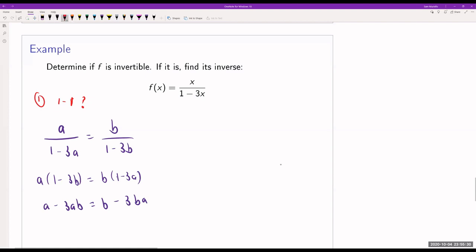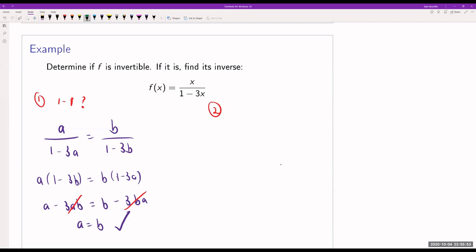And of course, I can cancel out the 3AB and the 3BA. Multiplication, the order doesn't matter, which simply gives me A is equal to B. That means that the two inputs were originally the same, so the function is invertible. The other approach is to simply find the inverse straight up. And here's what you do.